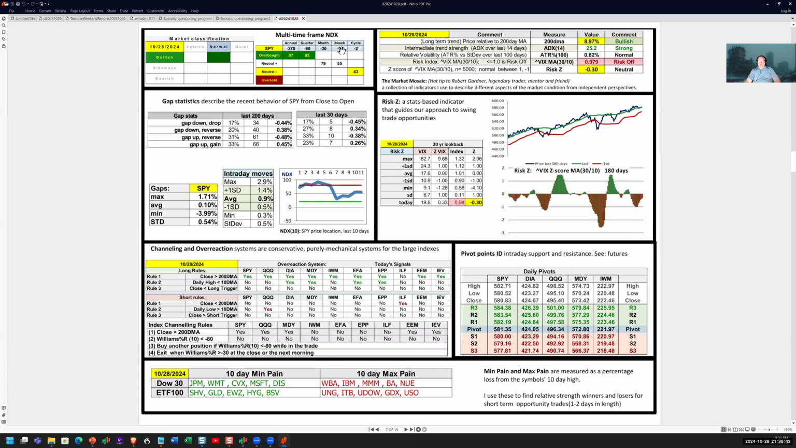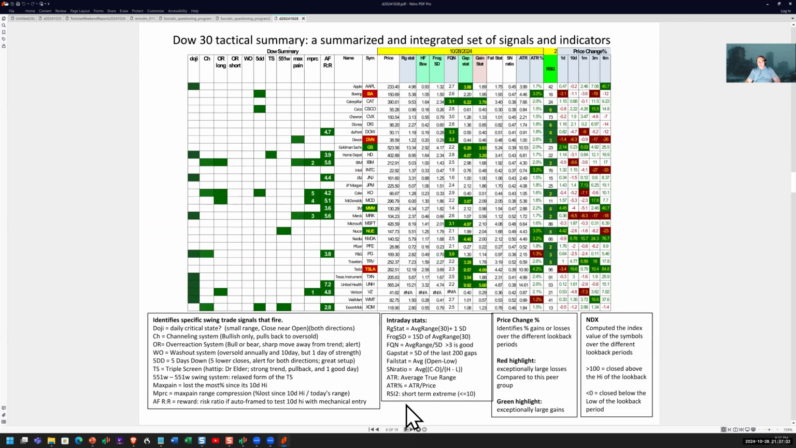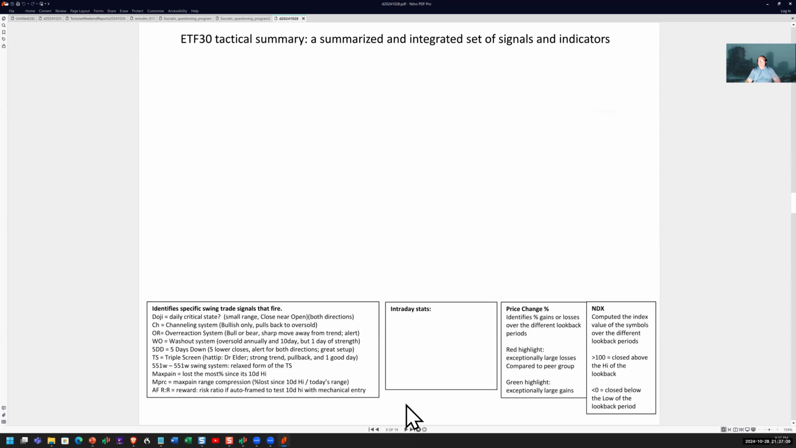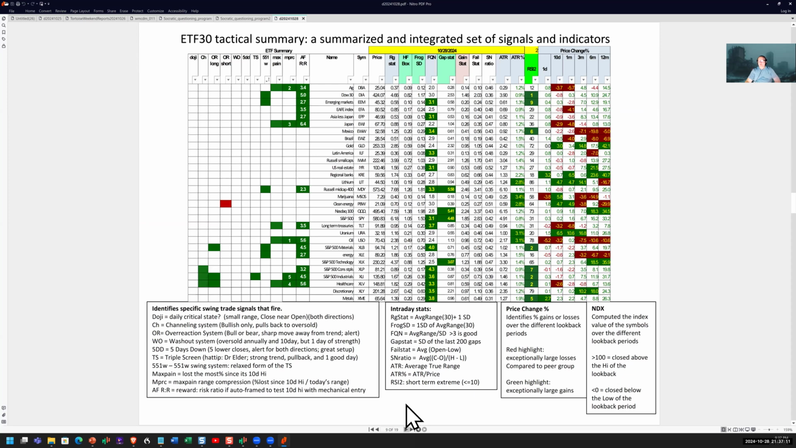Bullish normal, a little bit of a price decay the last couple days. We're just riding the upper limit of the river. Risk Z is back almost to the zero state, just patiently waiting for the market to decide. No signals in the swings. Mixed bag in the Dow. And in the ETFs, plenty of auto framers firing.